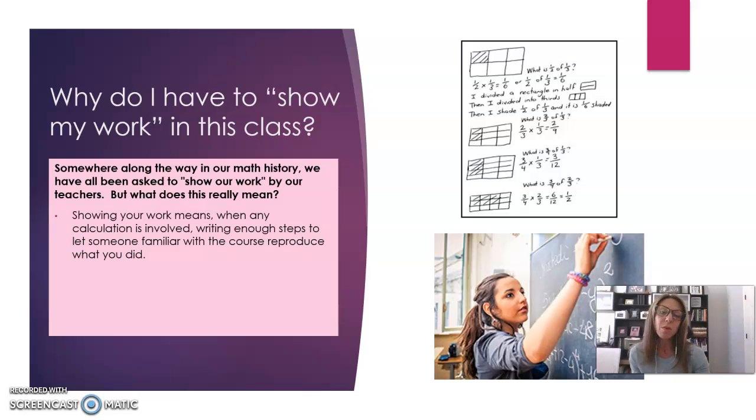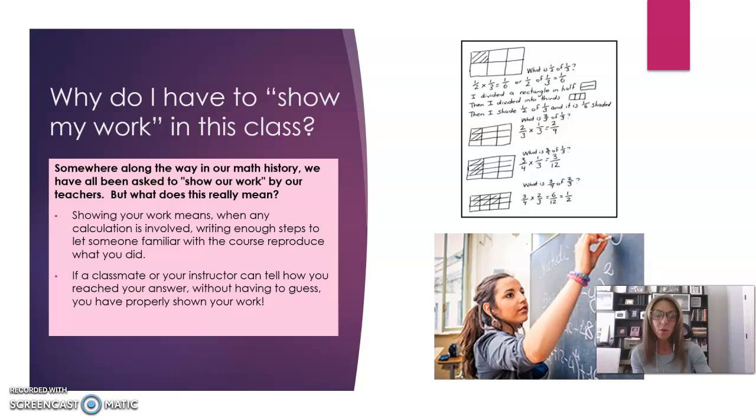Showing your work means that when there is any calculation involved, you are writing down enough steps so that someone else familiar with the course content could follow your work and understand what you did. Maybe another classmate, a tutor, a teacher, etc. If a classmate or your instructor, whoever you're showing your work to, can tell how you reached your answer and can follow your work step by step, and we don't have to guess and there's no missing steps in your work, then you've properly shown your work. It's a written record of your thought process.